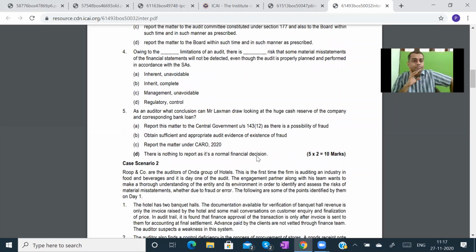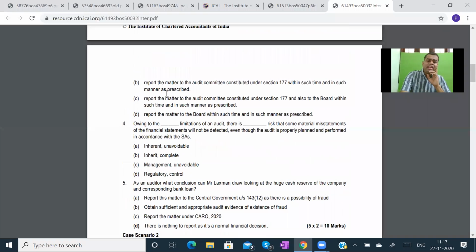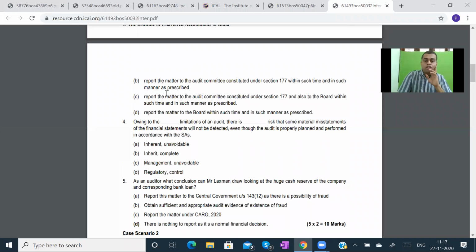Owing to the inherent limitations of an audit, there is a risk that some material misstatements of the financial statements will not be detected, even though the audit is properly planned and performed in accordance with the SAs. Option A. Tell me one thing. Is there any connection with the case and question number 4?